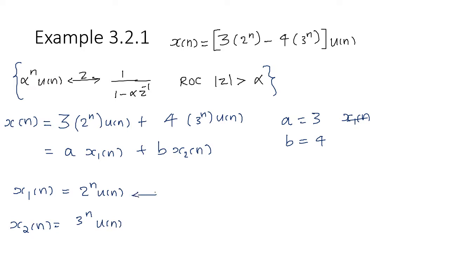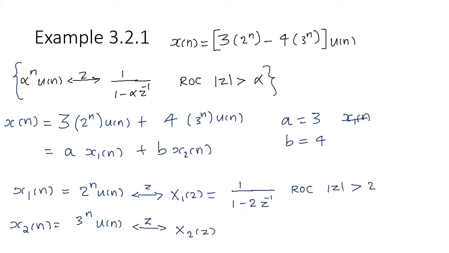So the z transform of our signal x1 of n, that is 2 raised to n u of n, is x1 of z equal to 1 by 1 minus 2 z inverse with region of convergence mod z greater than 2, and the z transform of the second signal, that is x2 of z, is 1 by, we use the previous result here, alpha is 3 here, so 1 minus 3 z inverse with the region of convergence mod z greater than 3.